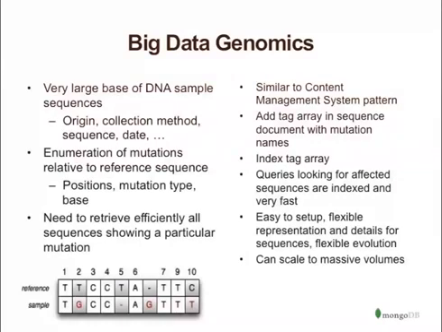content management system. And you're going to add a tag array in the sequence document with all the mutation names. You'll index the tag array, and then you'll make queries looking for the affected sequences. And because those queries are going to be indexed, the queries will return actually very fast. It's very easy to set up. It leverages flexible representations, gives all the details about sequences, and you can evolve as your understanding of the genome evolves. And you can scale to massive volumes. You can scale to tens and hundreds of terabytes that way.